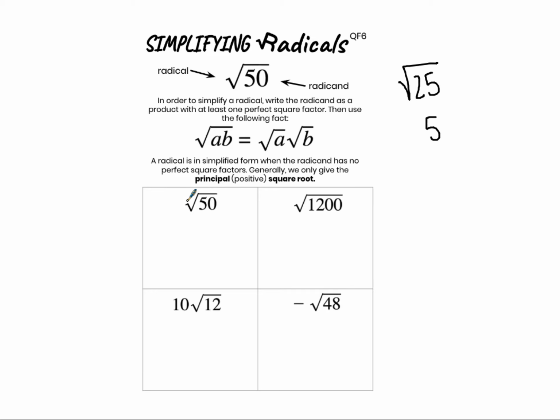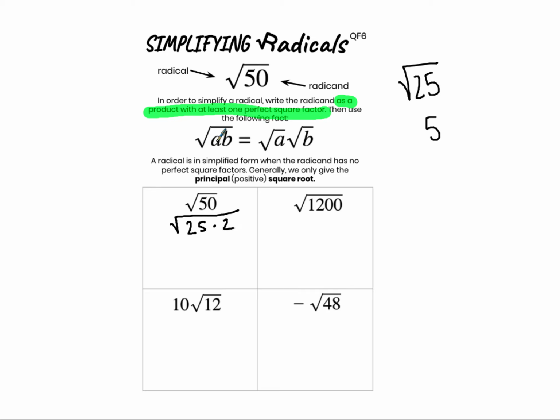The way that I'm going to simplify this radical is that I'm going to write the radicand, meaning the number under the square root symbol. I'm going to highlight this. This is the important part. As a product with at least one perfect square factor. So I'm looking at 50 and trying to think of a factor that is a perfect square. This one's a little bit straightforward. The perfect square factor of 50 is 25. So 50 is 25 times 2.